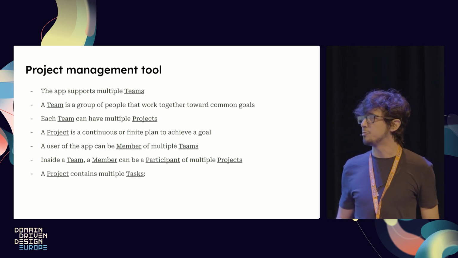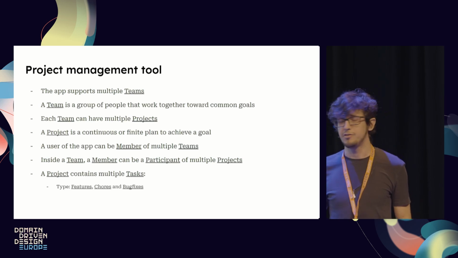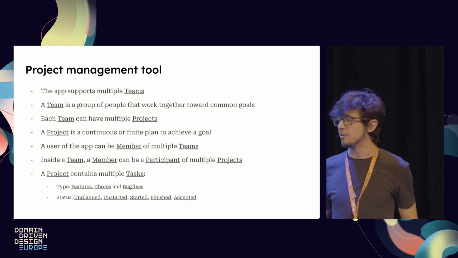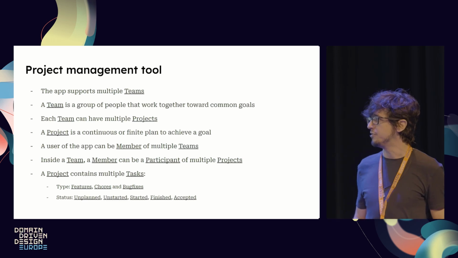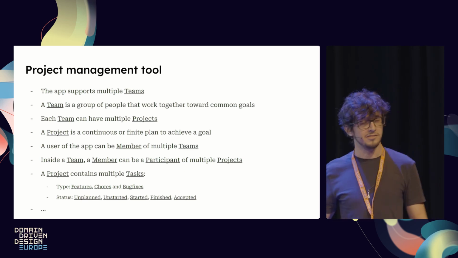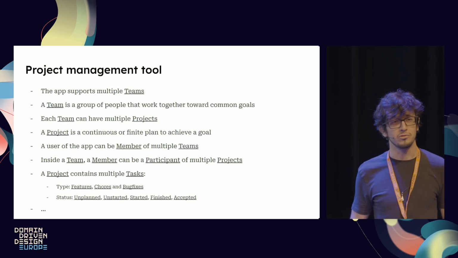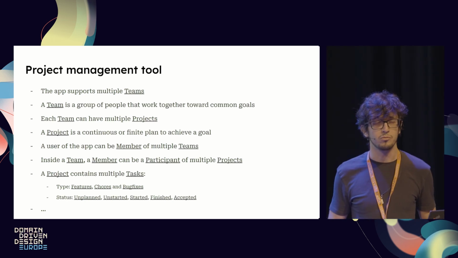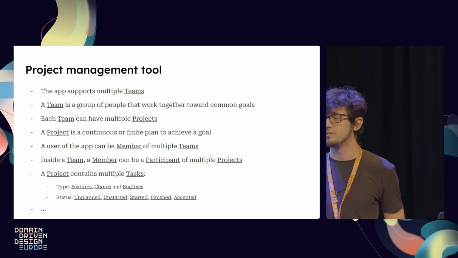A project contains multiple tasks that can either be a feature, a chore, or a bug fix. And each task can be in the status of unplanned, unstarted, started, finished, accepted. And again, I know it's a lot of business rules. You don't need to focus on all of them. And of course, our actual project would have way more than that, but we can just focus on that for now.